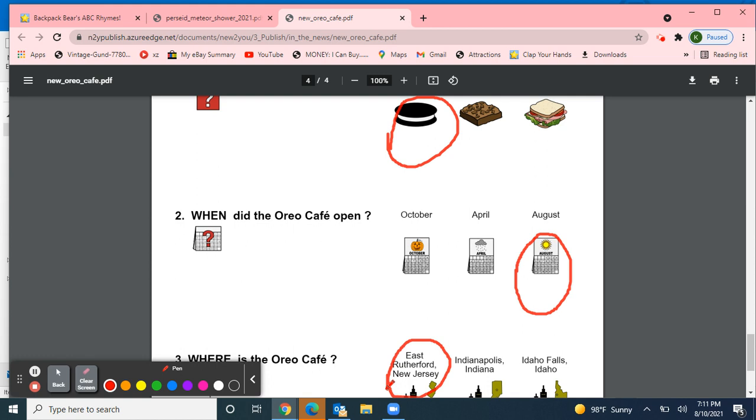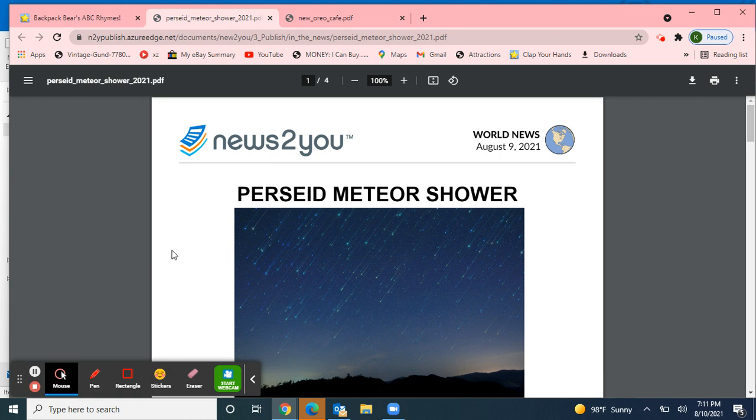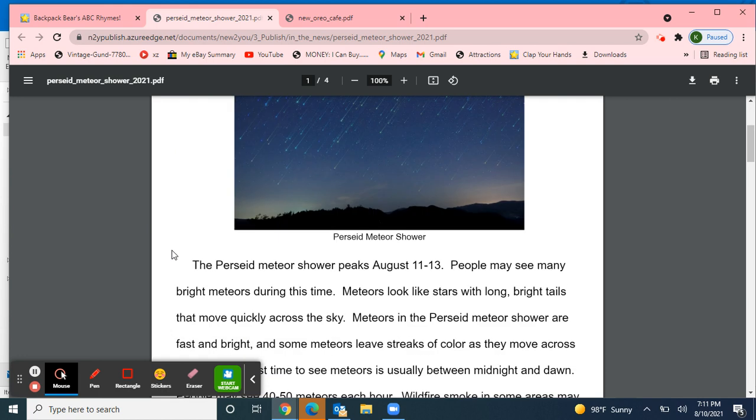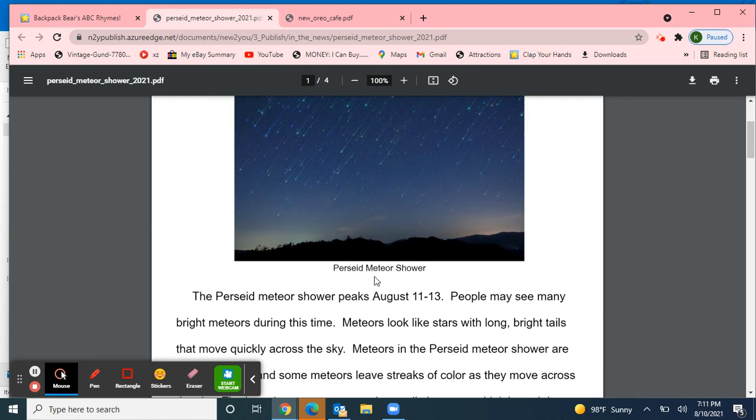I have one more News to You article to read. This one came out in World News yesterday, August 9th. The title is Perseid Meteor Shower. And here is a picture of the Perseid Meteor Shower. The Perseid Meteor Shower peaks August 11th through the 13th. That starts tomorrow. People may see many bright meteors during this time.